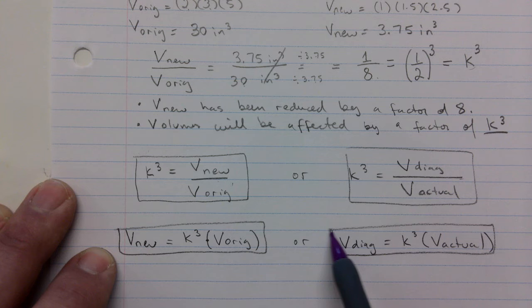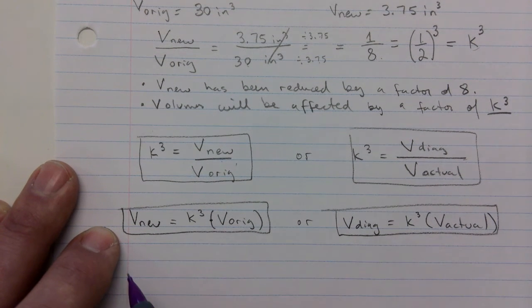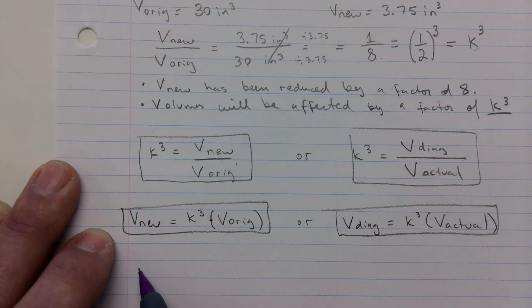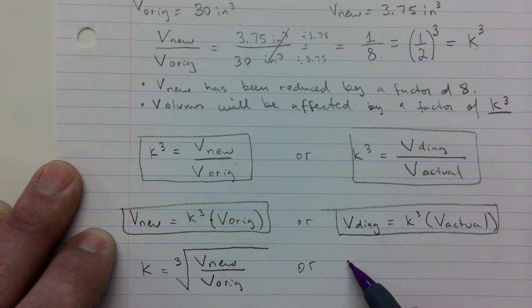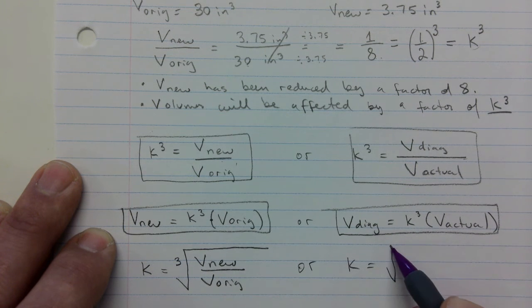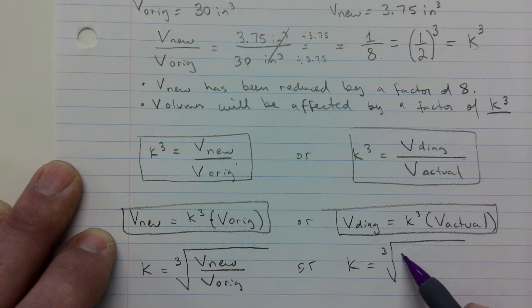And last but not least, I'm trying to be consistent with the two-dimensional. If you wanted to know k and you were given both volumes, listen carefully. It's the cube root of volume of new divided by volume of original. Or k is the cube root of volume of diagram over volume of actual.